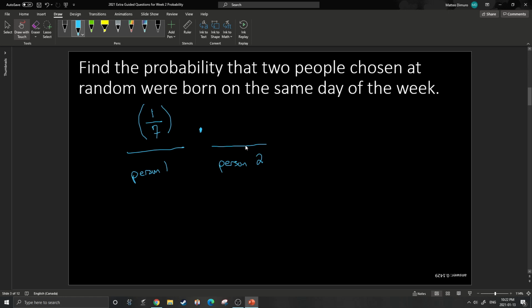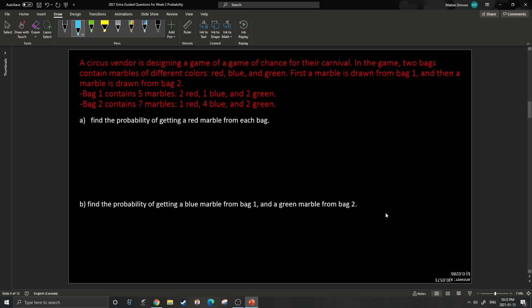Now person 2, how many ways can they be born on the same day as this person? There's only 1. So there's a 1 out of 7 chance that this person is going to be born on a Monday times the 1 way that this person can also be born on Monday. It's kind of like a 100% chance. So your answer is 1 out of 7. You'll notice that upside down here in the corner, I've put the answer in upside down.